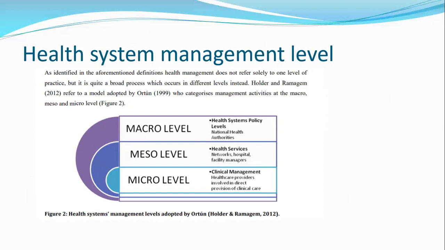The macro level of health system management includes health system policy level and national health authorities. The meso level of health system management includes health services, network hospitals, and facility managers. The micro level of health system management includes clinical management and healthcare providers involved in drug provision and clinical care.